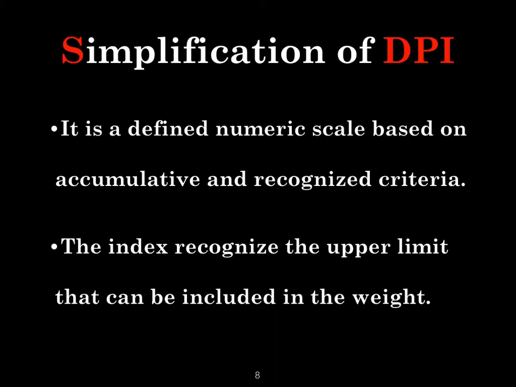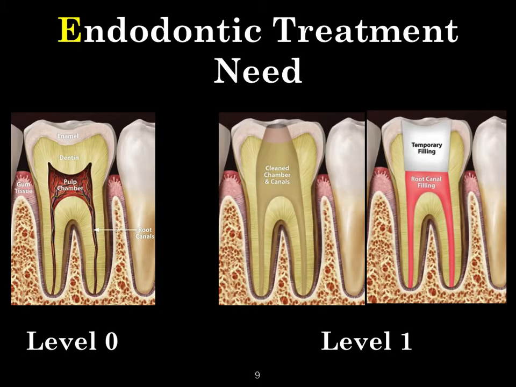For simplification, the Dental Practicality Index is a numeric scale, as I mentioned earlier, based on accumulative and recognized criteria. And it recognizes the upper limit that can be included in the weighing itself. So anything usually from 4 to 6, if the outcome is 4 or 6 in the Dental Practicality Index, the tooth usually goes for extraction.